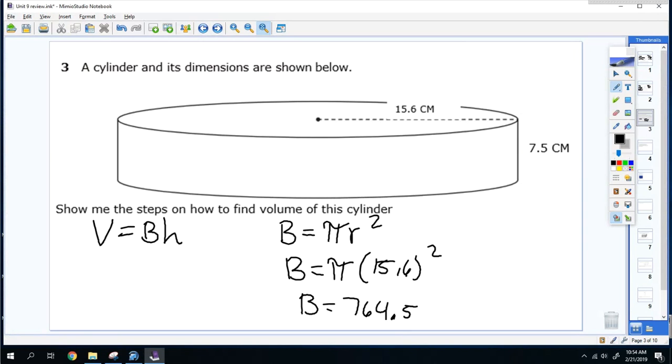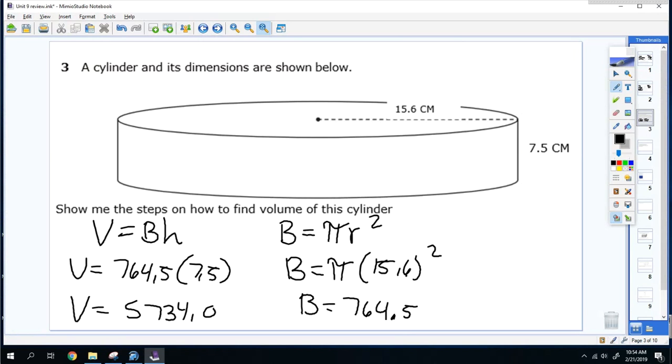So big B will be 764.5. So big B will be 764.5 times the height of 7.5. We multiply that together. You get 5,734.03.